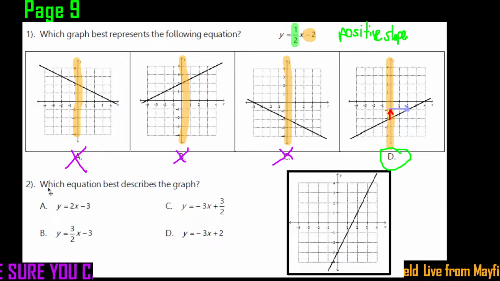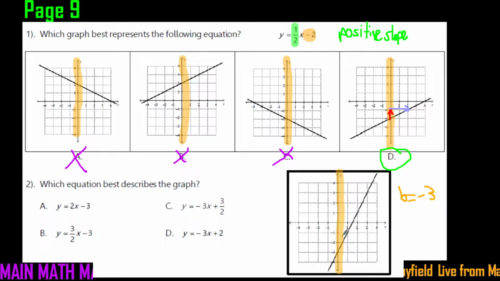And the second one, it says which equation best describes the graph. And so again, same idea. We can say we want to find our y-intercept first. So we have our y-intercept, and that's going to be the point. So we can say this b is going to be -3.